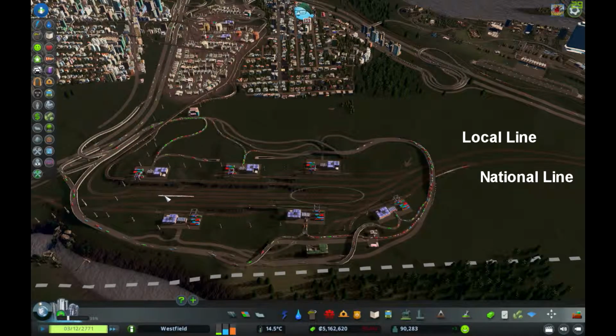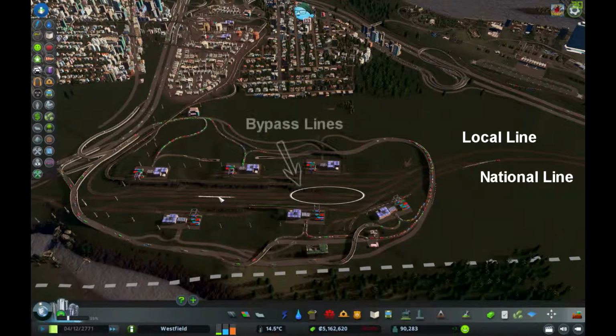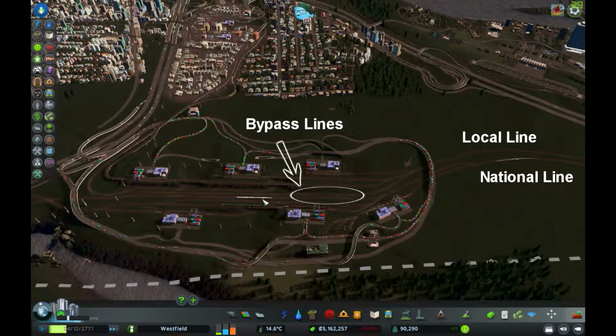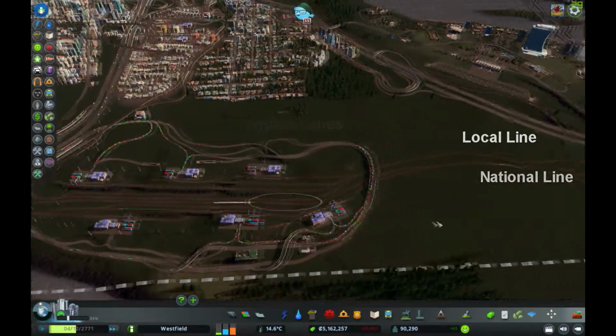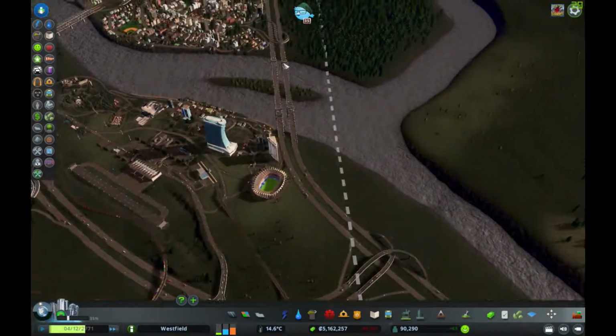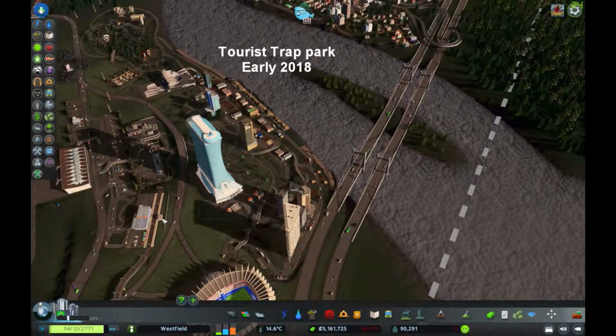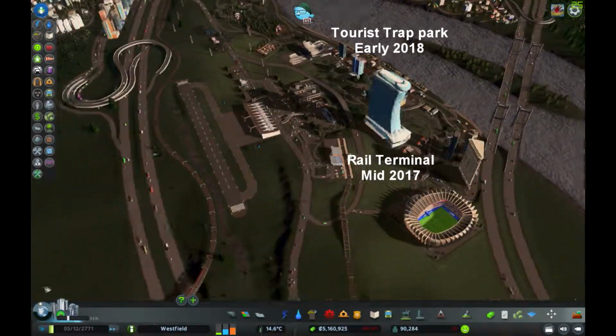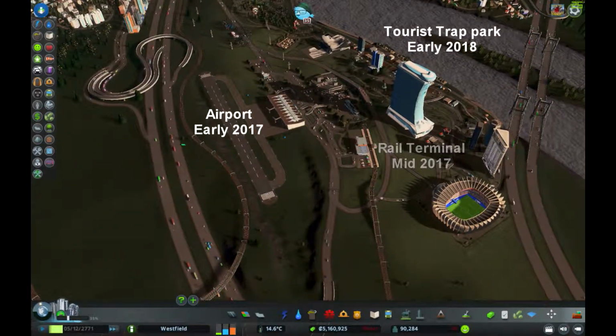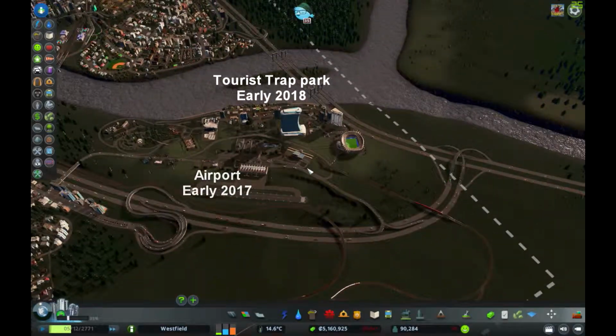See that? That's a bypass line. That doesn't go to any of the terminals because that's a passenger train. That's my out-of-town passenger train. That goes to here. That station right there. But that's not what we're here for. We're here to look at my local network.